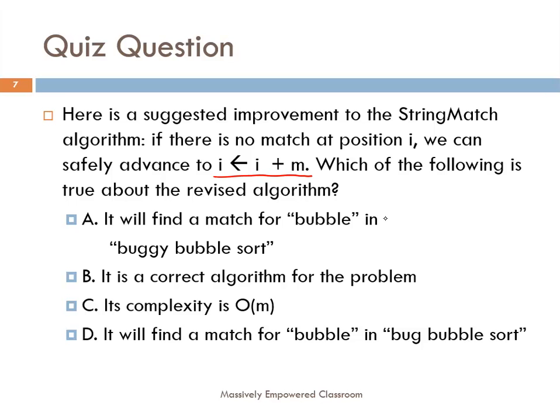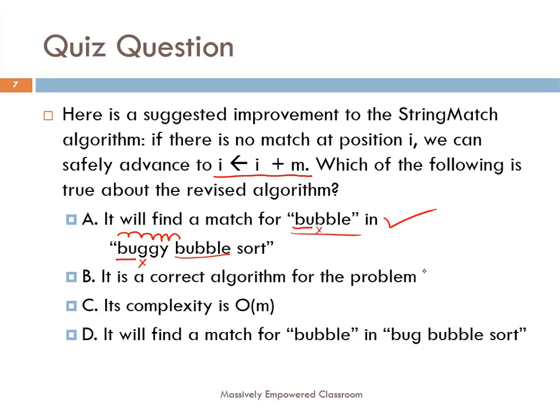Well, option A is true, because what happens is, you start matching BU to this BU, then there is an unsuccessful match because this B doesn't match this G. So now we do I equals I plus m. M in this case is 6. The pattern has 6 characters. So from here we jump 6 steps: 1, 2, 3, 4, 5, 6. So you come to the correct position in this case, and the bubble will match the bubble, and it will actually find a successful match.